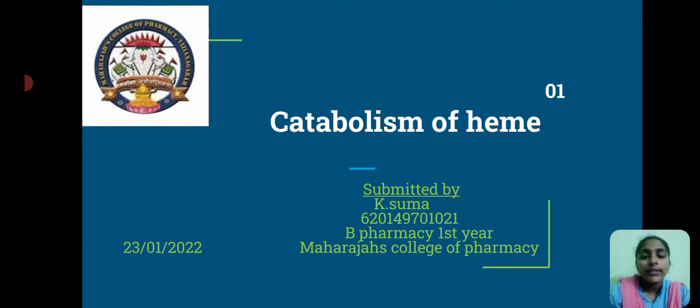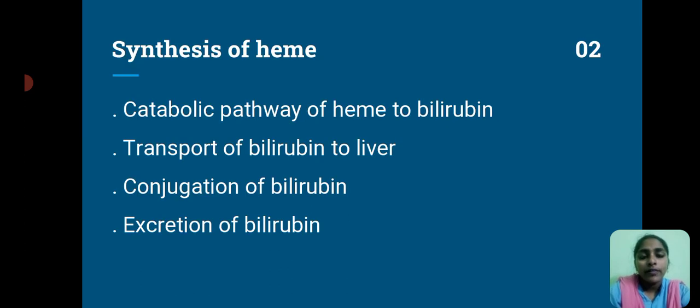Today I want to discuss a topic that is catabolism of heme from biochemistry. First, the synthesis of heme. The synthesis of heme generally involves four steps. Those are the catabolic pathway of heme to bilirubin, transport of bilirubin to the liver, conjugation of bilirubin, and excretion of bilirubin.